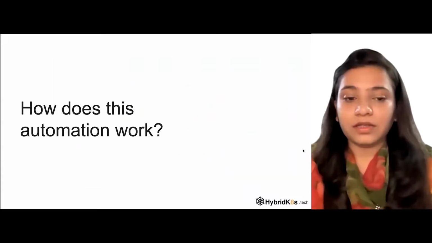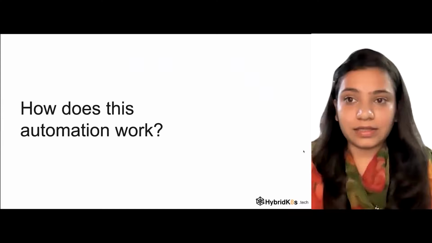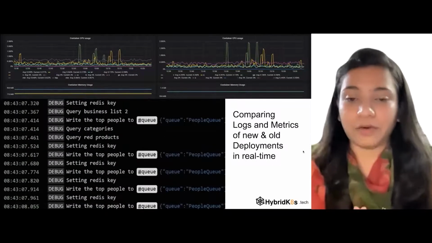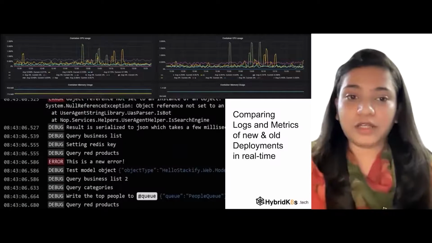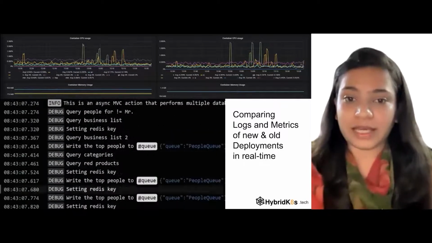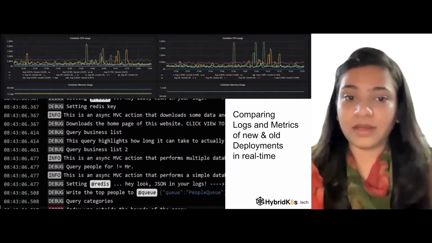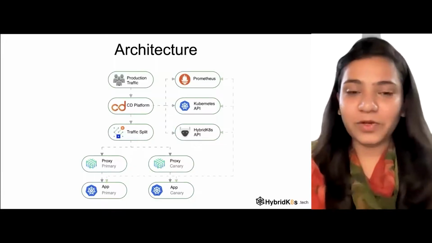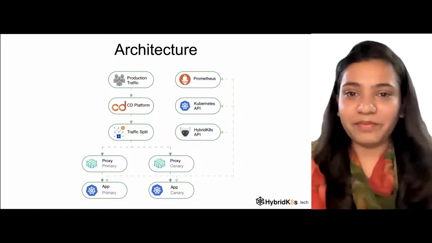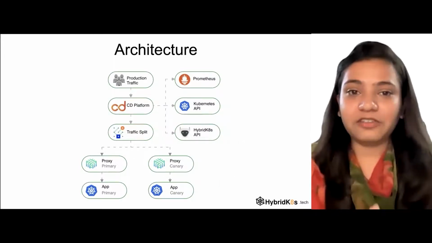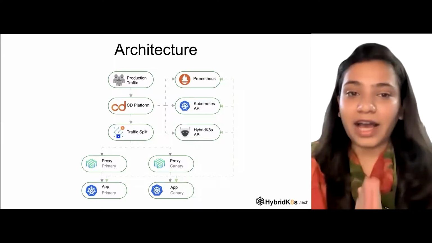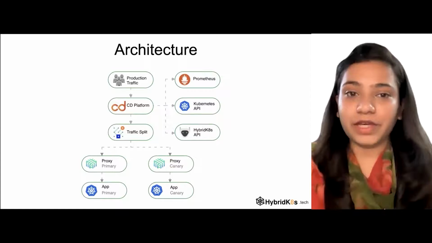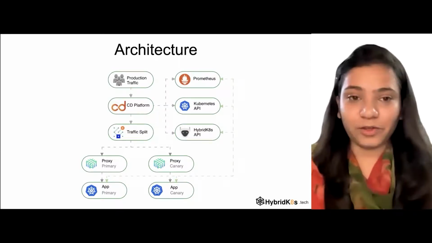So how do you think this automation will work behind the scenes? By comparing logs and metric data of new and old deployments in real time, which otherwise becomes difficult to monitor at scale when you have thousands of logs per minute and so many metrics to track, right? This is how things would work on the backend. There would be a service mesh, which will help in splitting the traffic to your new and old deployment, and a Hybrid KTS agent that would be syncing up on logs and metric data to see if we can release the machine learning model to the next subset of users.